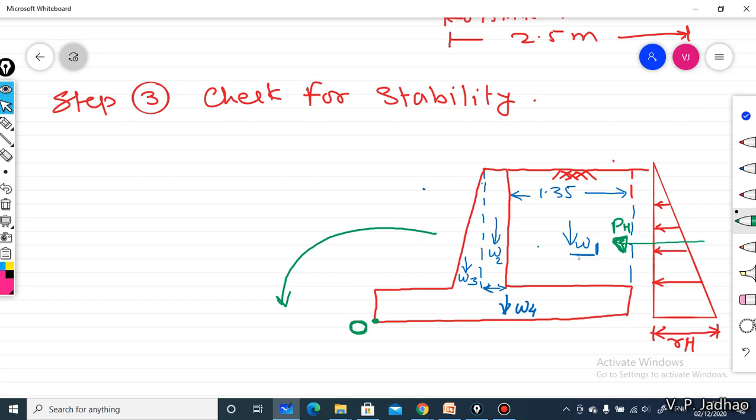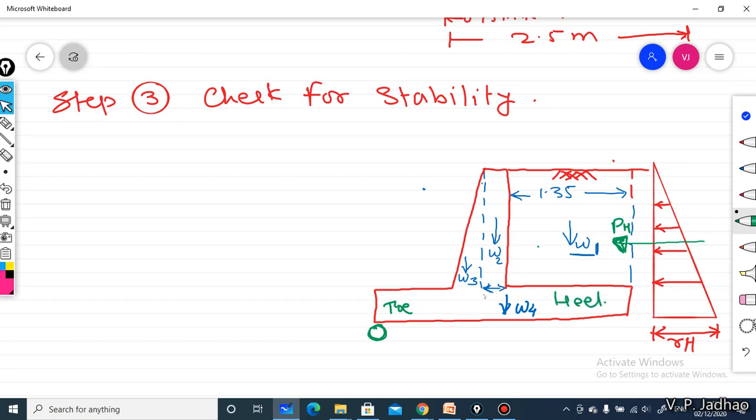W2, W3, W4, will be the resisting forces, because about this point W1 will cause a resisting moment like this, W4 will cause a resisting moment like this, W3 will cause a resisting moment like this, and W2 will cause a resisting moment like this. Okay, so this is our overturning point, or toe point, the toe base. And this is your heel.